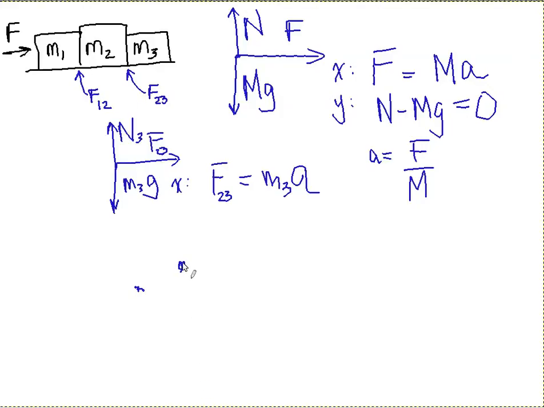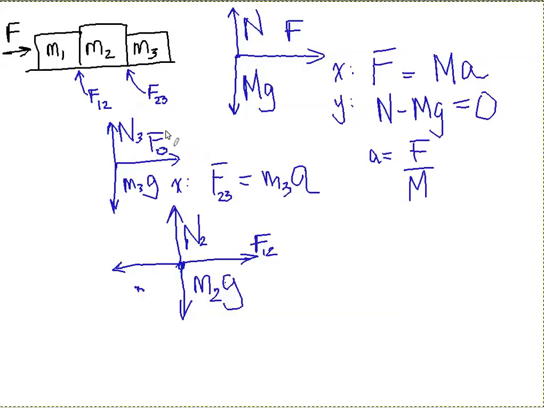All right, so we have, I'm having a hard time drawing. M2g, we have the normal force on the middle box. We have the contact force from the left coming from box 1. That's F sub 1,2. And then we have the contact force from the right box, from M3, going backwards. So that's F sub 2,3.